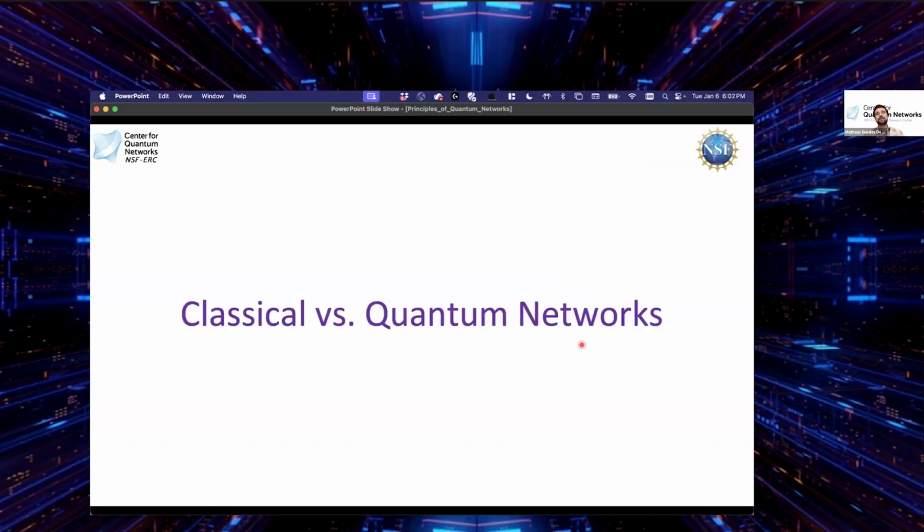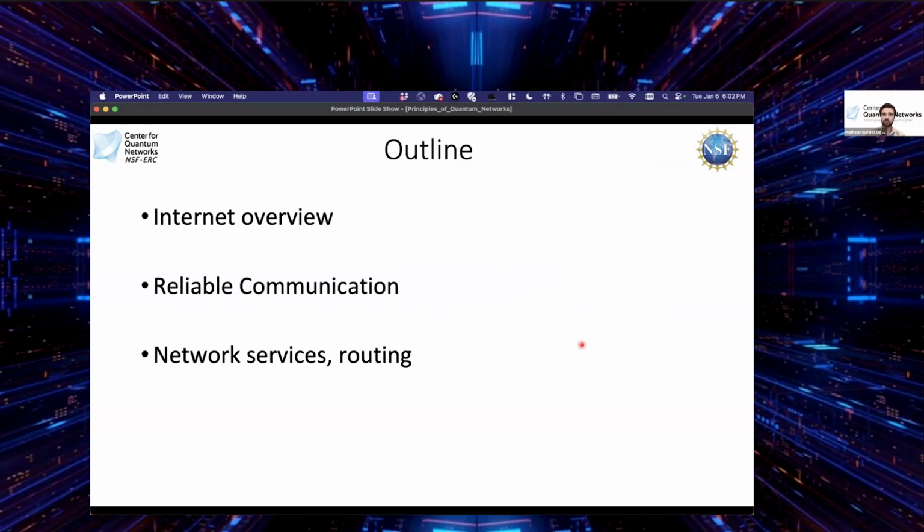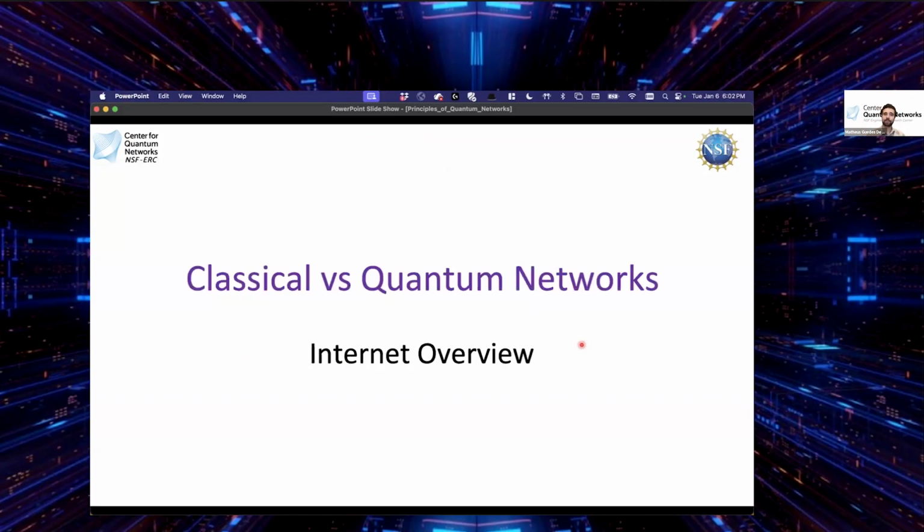Okay, so now we can shift gears and start looking at the second big fundamental topic in this course, that is comparing classical and quantum networks. The outline for this part is as follows. We're going to see a brief overview of how the internet works. Then we're going to talk about reliable quantum communication, then move to network services and routing. Okay, so let's start with the internet overview.